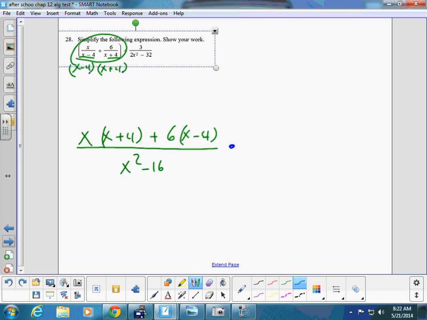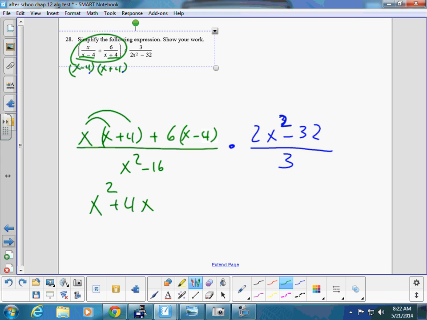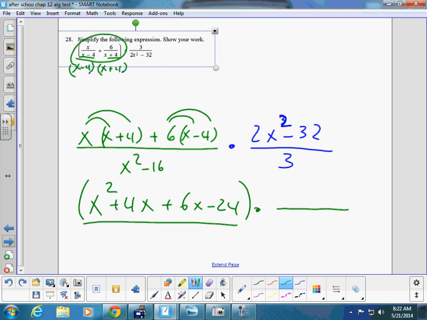Now, this is keep, change, flip. So 2x squared minus 32 over 3. Okay, we have to do a little bit of math here, and there's a few things going on. I'm going to distribute the x here. So I have x squared plus 4x plus, distribute the 6x minus 24. And we're going to multiply that times this whole mess here, times this one here.